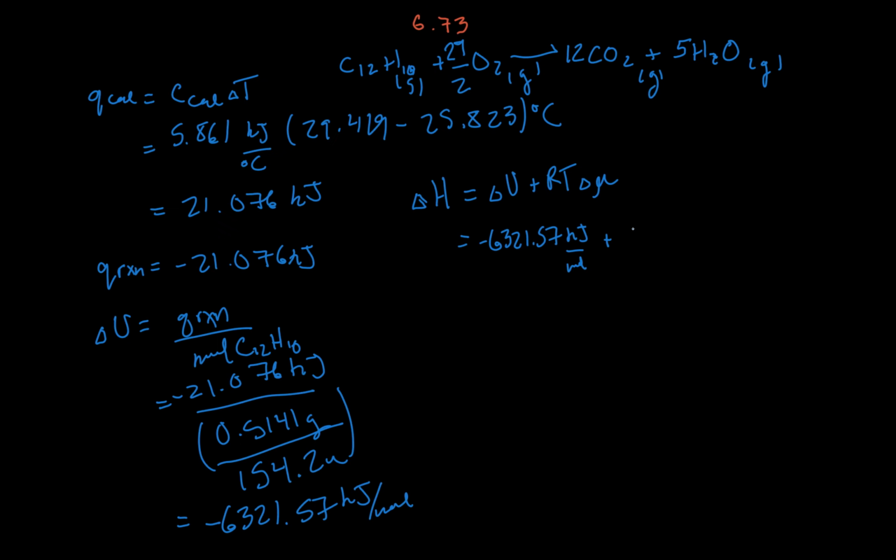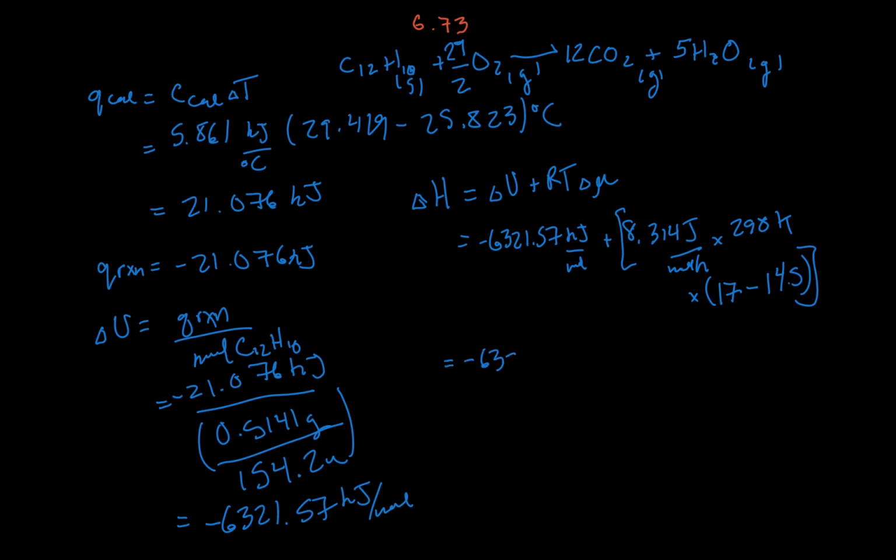plus 8.314 joules per mole Kelvin times temperature was 298 Kelvin. And we're also multiplying this by our stoichiometry here. So we have 17 moles in the products minus 29 over 2, which is 14.5 in the reactants. Okay, so that right there is our RT times the change in moles of gas.